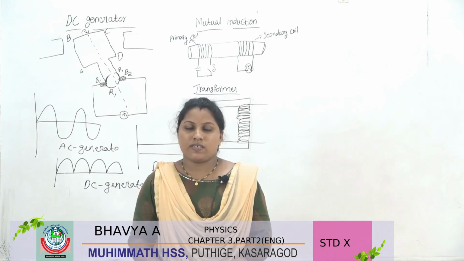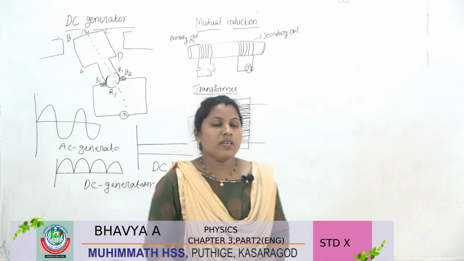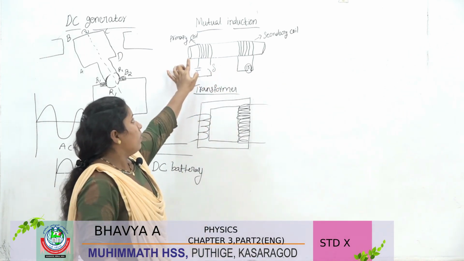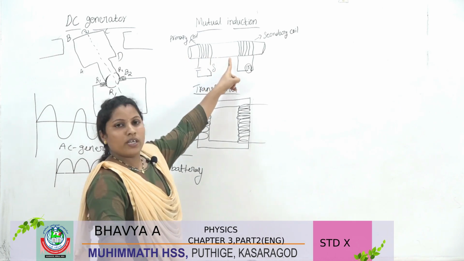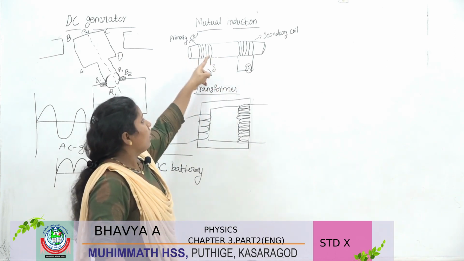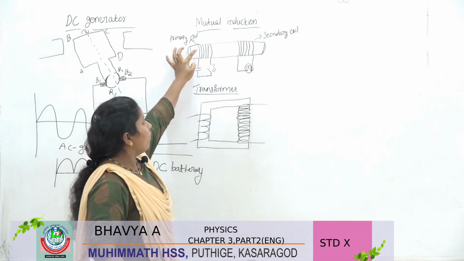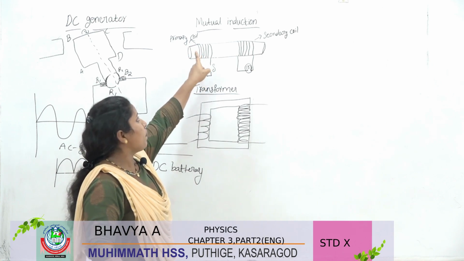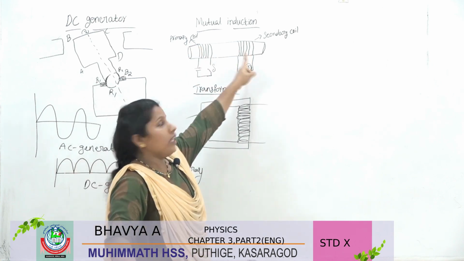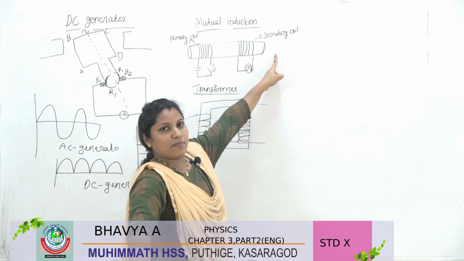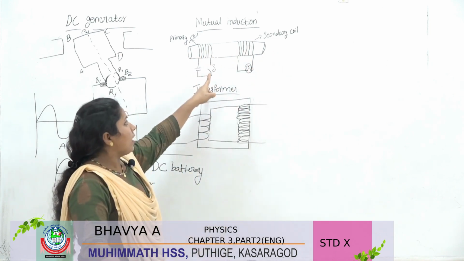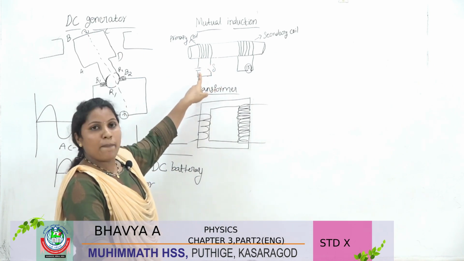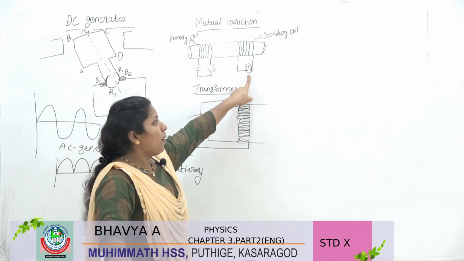Next we are studying mutual induction. See here, this picture shows mutual induction. See, one iron core is wound with copper wire. The number of turns in the primary coil and secondary coil is equal. In the primary coil a switch is connected. A battery is connected, and a bulb is connected in the secondary.